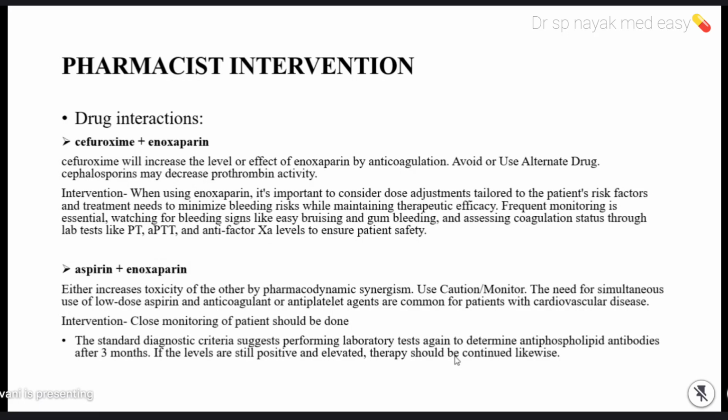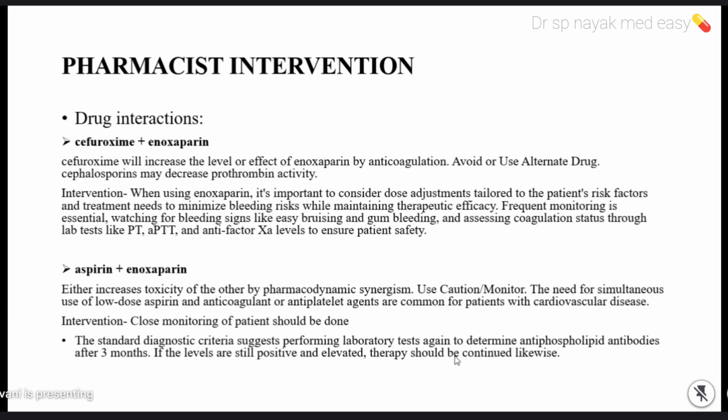Intervention: when using enoxaparin, it's important to consider dose adjustments tailored to the patient's risk factors, and treatment needs to minimize bleeding risks while maintaining therapeutic efficacy. Frequent monitoring is essential, watching for bleeding signs like easy bruising and gum bleeding, and assessing coagulation status through lab tests like prothrombin time, activated partial thromboplastin time, and anti-factor 10A levels to ensure patient safety. Particularly, anti-factor 10A assay should be performed for determining enoxaparin's efficacy in the patient, since enoxaparin is a low molecular weight heparin and it particularly acts on factor 10A.